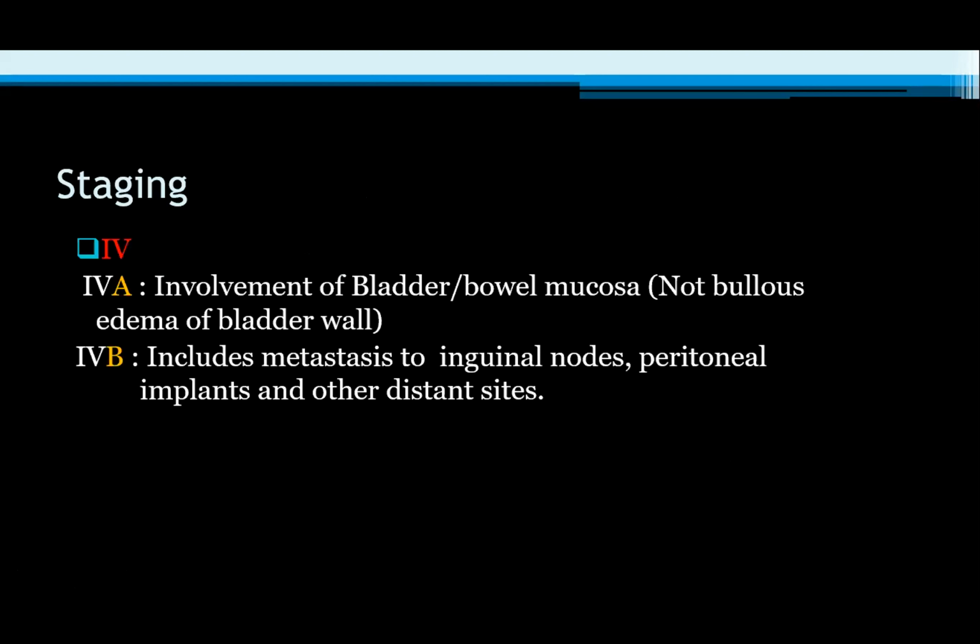Stage 4 includes the tumor involving the bladder and bowel mucosa. The bullous edema we should identify and exclude from this region. Frank bladder invasion should be there to call it as 4A disease. And 4B includes metastasis to inguinal nodes, peritoneal implants, and other distant metastasis like lung, liver, brain, skeletal, etc.